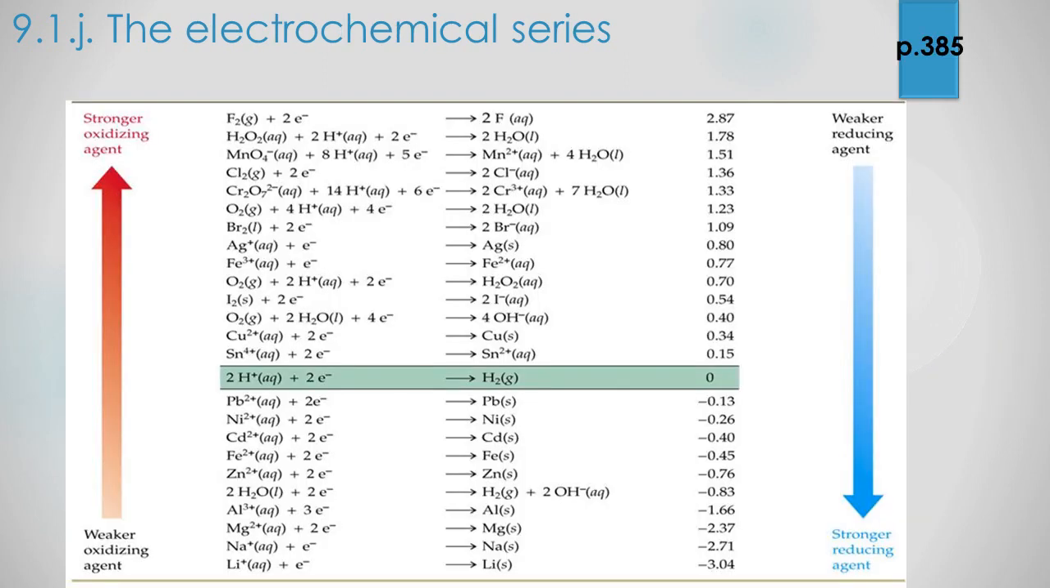As you can see in this electrochemical series, the reactivity series, the value of the E0 is going from 2.87 for F2/F-. So we notice that F- is a very weak reducing agent, whereas F2 is a very strong oxidizing agent. However, lithium with an E0 value of negative 3.04 volts is a very strong reducing agent, and lithium ion is a very weak oxidizing agent.